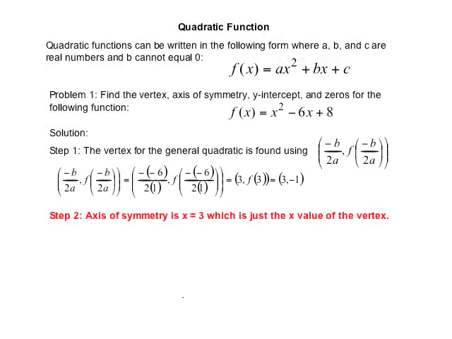Step 2. The axis of symmetry is x equals 3, which is just the x value of the vertex. But this is an equation. x equals 3 is a vertical line that crosses the x-axis at 3.